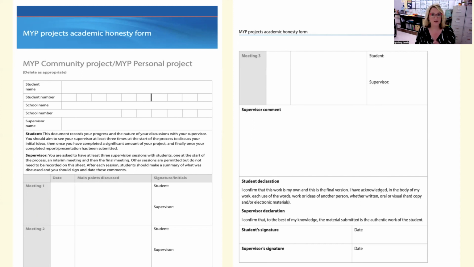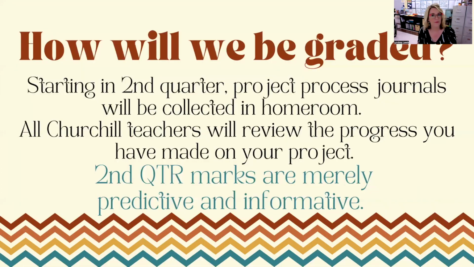and you'll be sitting down and just kind of checking in to make sure how things are going, and those things will be recorded here on this paper. And then it's also just the declaration that this is our work, that this is what we've been doing, and that we've completed everything with academic honesty, which we know is a big part of being a good person and being a student at an IB school.